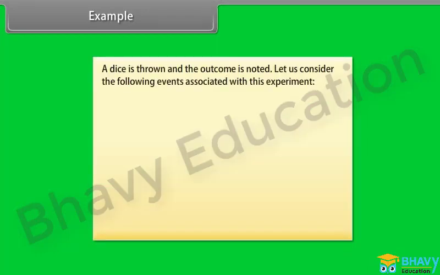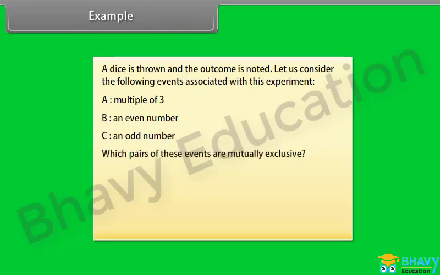Example. A dice is thrown and the outcome is noted. Let us consider the following events associated with this experiment. A. Multiple of 3. B. An even number. C. An odd number. Which pairs of these events are mutually exclusive?